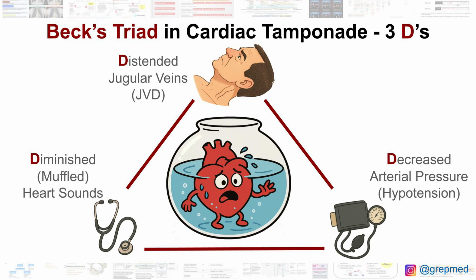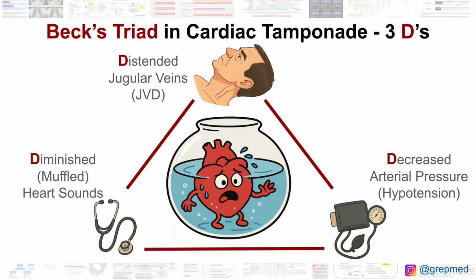We also have decreased arterial pressure, which is just a fancy word for hypotension. And then diminished heart sounds, so muffled heart tones. I know that we don't listen to a lot of heart tones as EMTs, but when you listen to a heart, we should be able to hear that boom, boom, boom. Now, if that gets muffled and it sounds like you're under a bunch of pillows, that's muffled heart sounds. These three things, distended neck veins, muffled heart tones, and hypotension, are your Beck's triad. You absolutely must be able to identify this and know it.